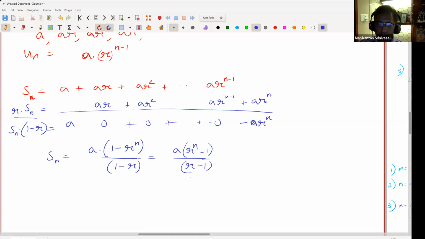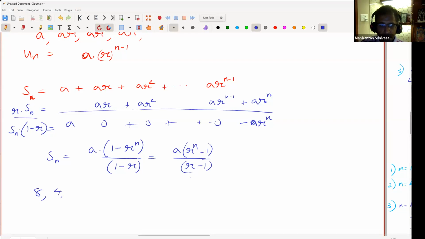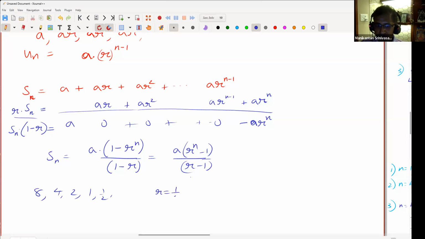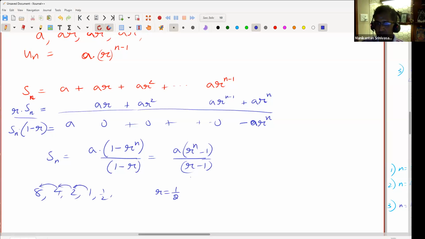By less than 1, I mean a geometric progression could be something like 8, 4, 2, 1, half, and so on. This is also a geometric progression where the ratio is half. Right? The ratio is always the latter by the former. So it's 4 divided by 8, 2 divided by 4, 1 divided by 2. The ratio is half in this case.